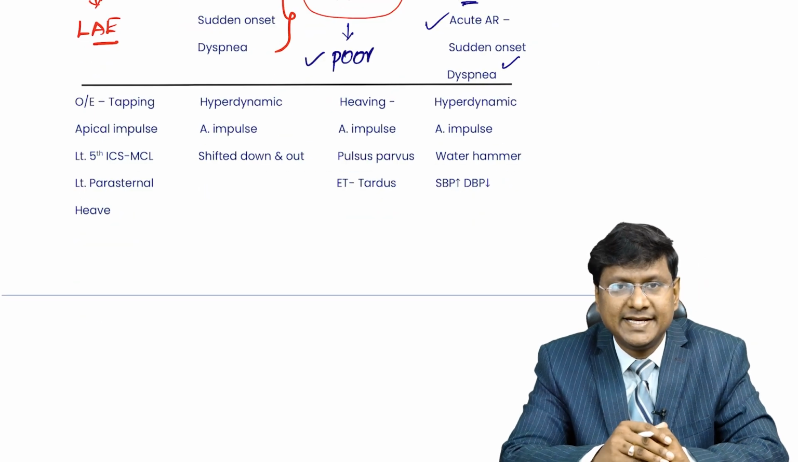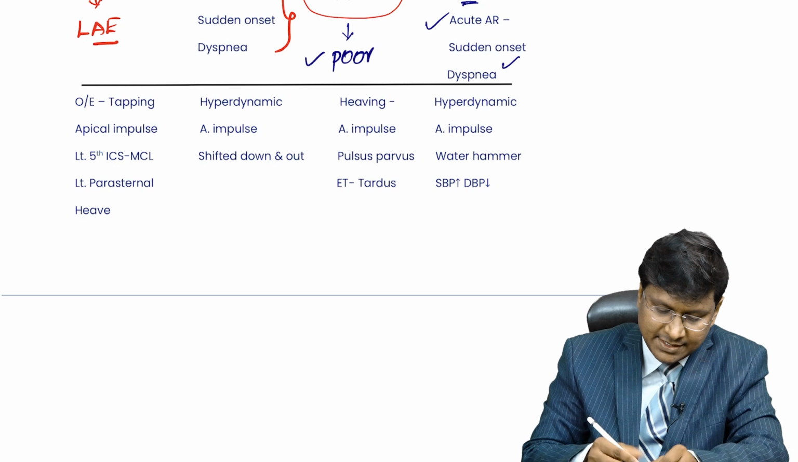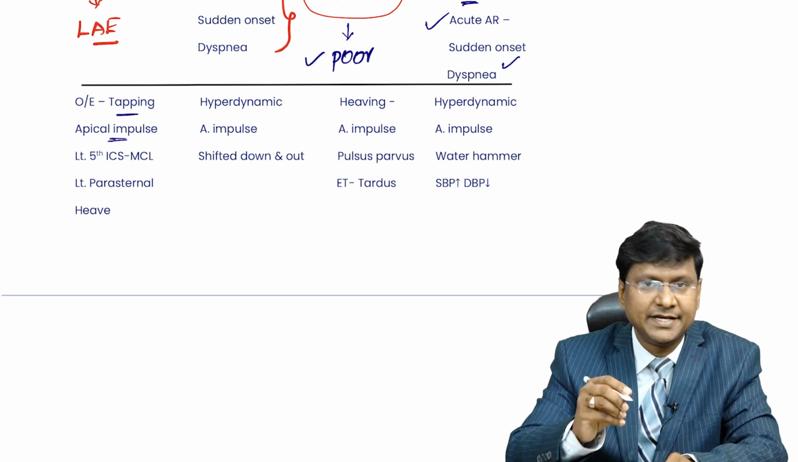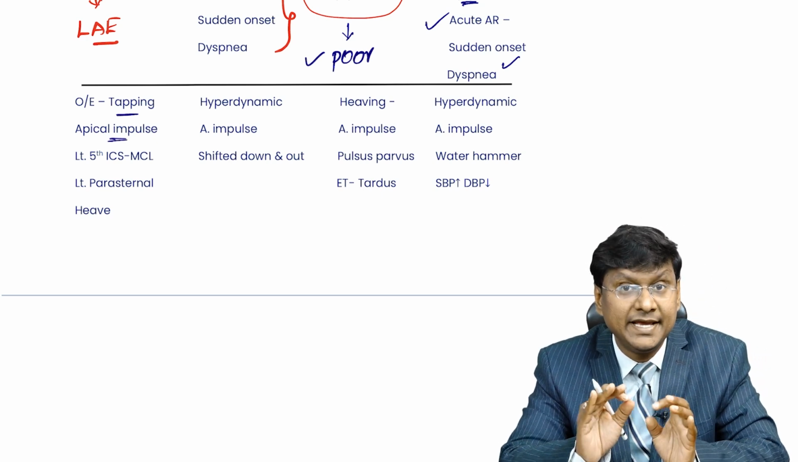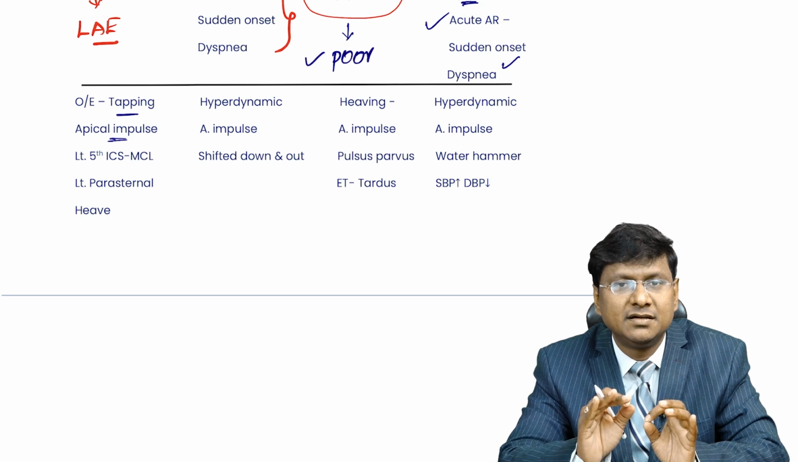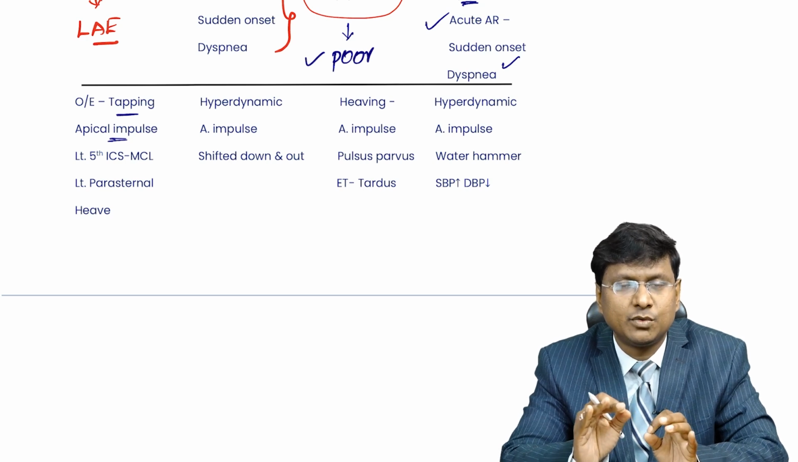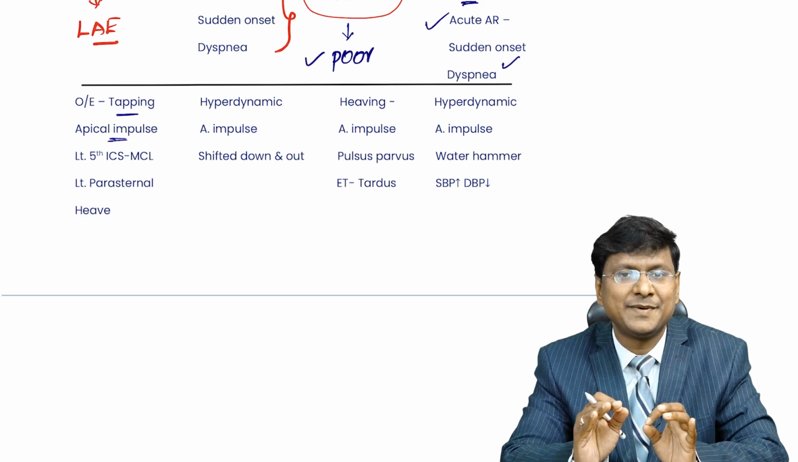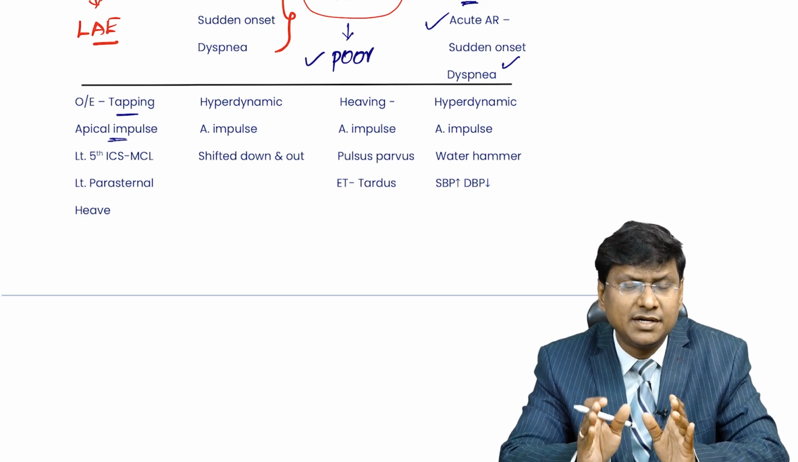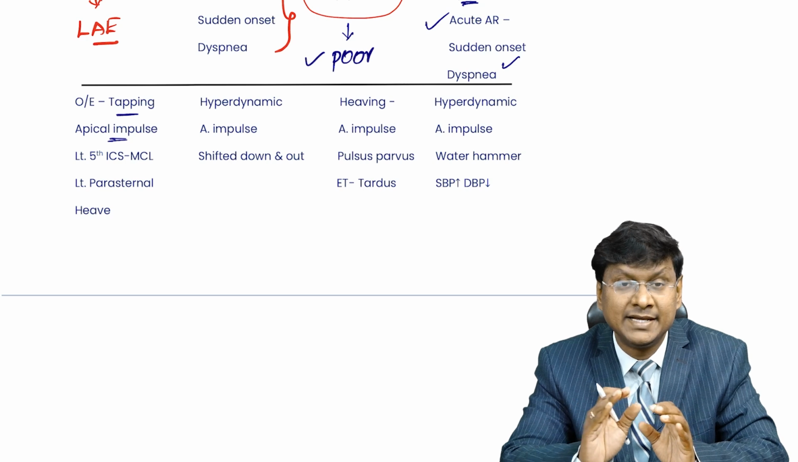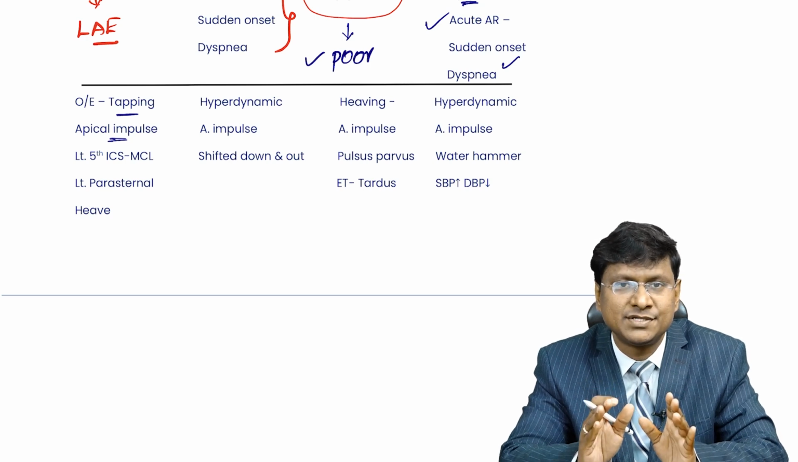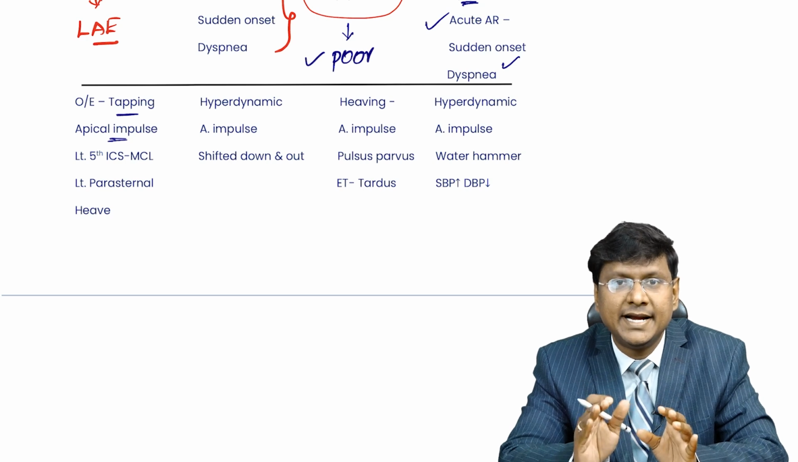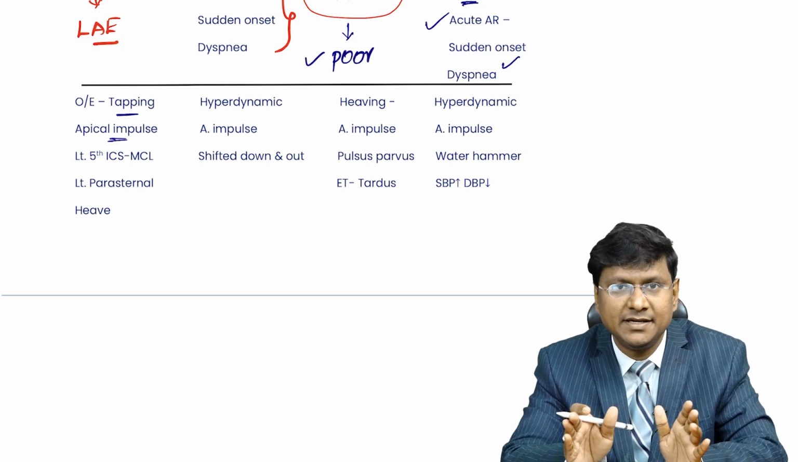Then coming to the examination findings. On examination, patients with mitral stenosis will have a tapping type of apical impulse. If you take this LV apex, it will be there in the left fifth intercostal space in the midclavicular line. It is not shifted down and out because the LV is not much affected in patients with mitral stenosis. That is the reason why it will be in the left fifth intercostal space in the midclavicular line, and it will be a tapping type of apical impulse, right?